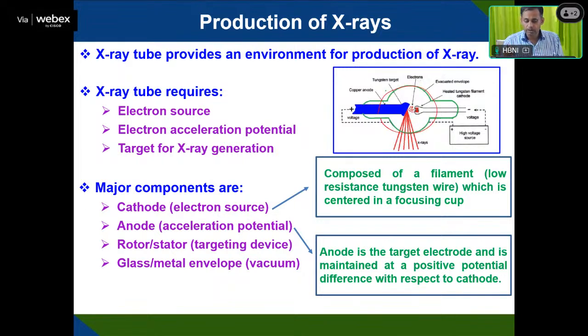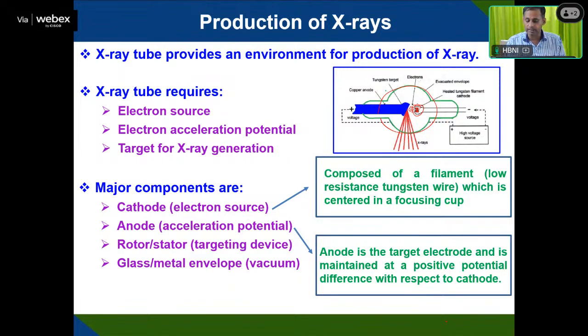In the X-ray tube, you have an electron source, the tungsten filament. From the tungsten filament, the electrons fall on the copper anode, which is the target where X-ray generation takes place. Then you have an electron acceleration potential, a sufficient potential inside, so that the electrons can come out.